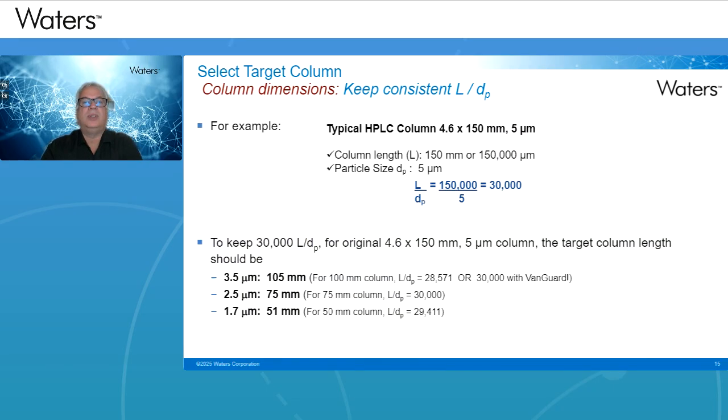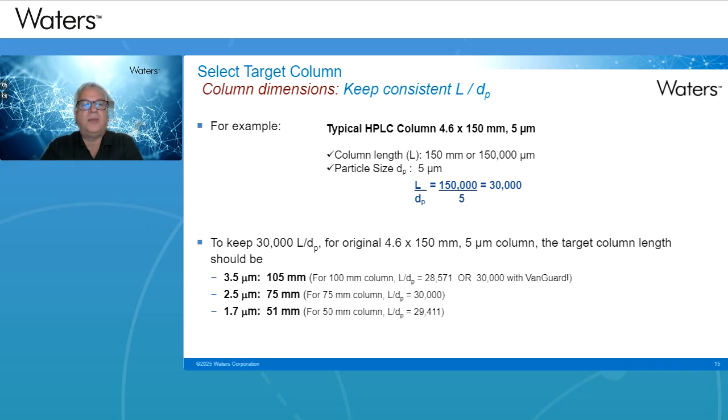To give you an example of the L over dP, I'm taking this very typical HPLC column. It's a 4.6 by 150, and it's a 5 micron particle size. We calculate the column length over particle size, and we get an L over dP of 30,000. Then if we want to keep the same resolution, we'll keep the same L over dP. And see here the examples.